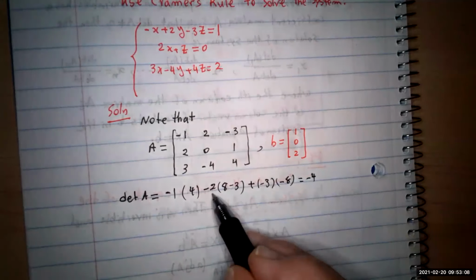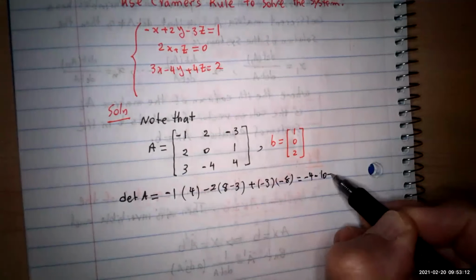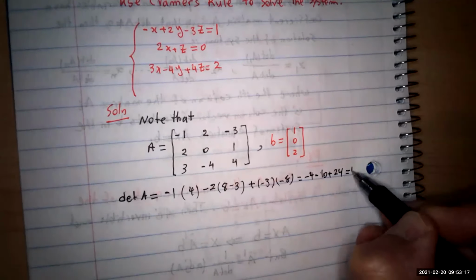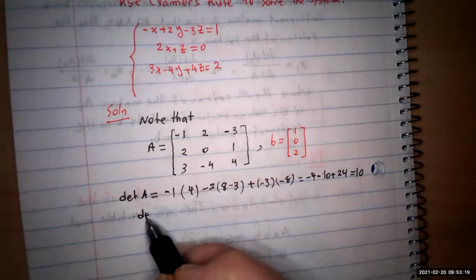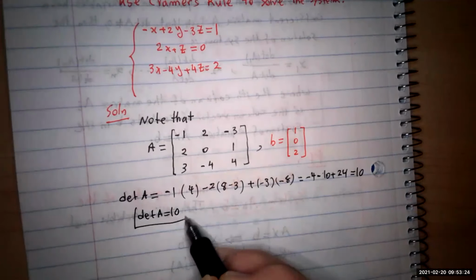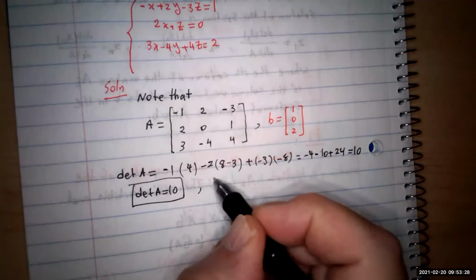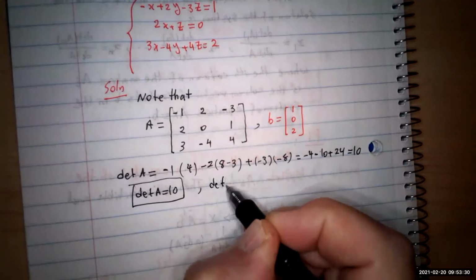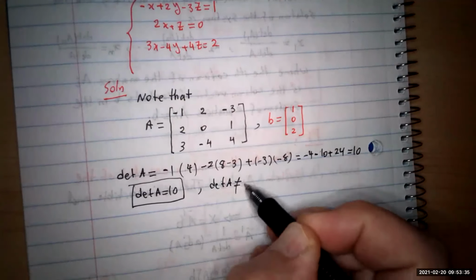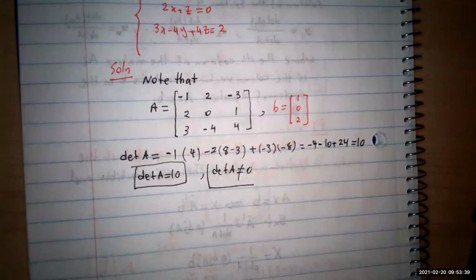And this is 5, -10. That gives you -10 plus 24. The result is going to be 10. So the determinant of A is equal to 10. It's non-zero, so we keep going. Just make sure this is a non-zero number. I will tell you what to do when it is 0, but in your book, you always get a non-zero one. So that's the first part.